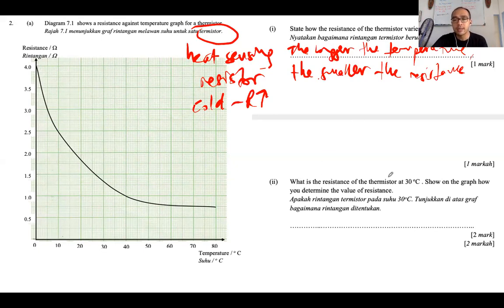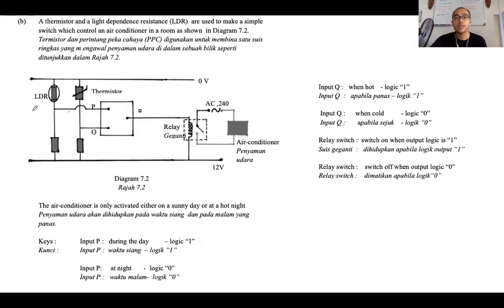What is the resistance of the thermistor at 30 degrees Celsius? Show on the graph. So you have 30 degrees over here, then you show line, then you read. It's about 1.4. Follow the unit on the graph, which is ohm. I'm going to discuss this question now. Later, I will give you this same handout, then you can answer the questions on your own. All right, this is the one I'm talking about.